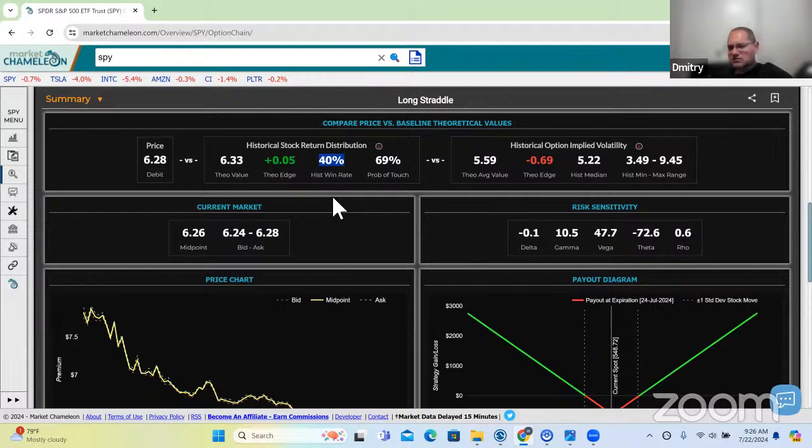So now we see that 40% of the time, this would have resulted historically as a winner. So it's not like it never happens, maybe it happens less than 50% of the time, but it still happens, 4 out of 10.